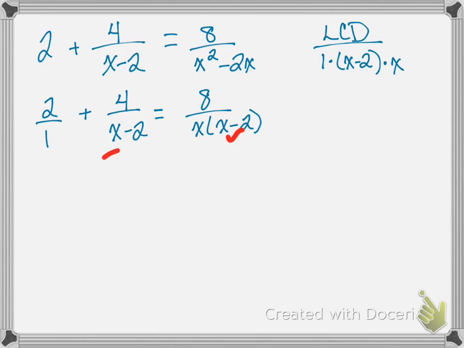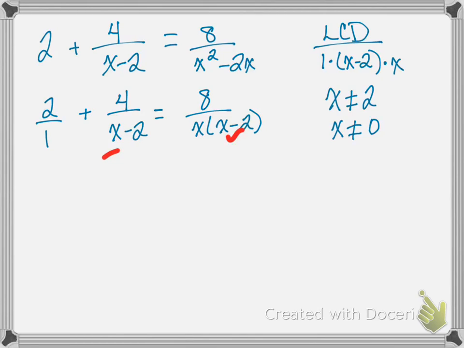What are my undefined values for this LCD? 2 is an undefined value. What else? Negative 2? Nope. Negative 2 is okay. What if I put this x? X cannot be what? Negative x? It can't be 0. So do you see how I have this x factored out right here? Do you see this x?